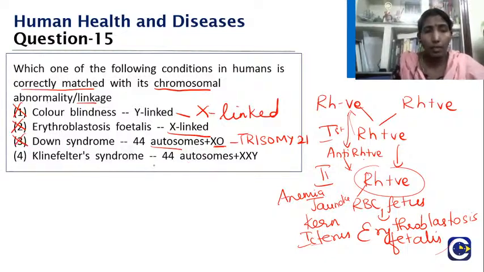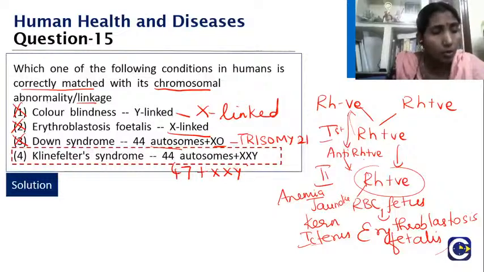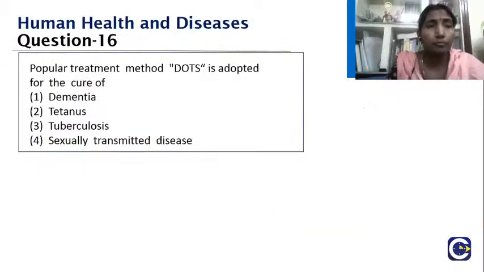So what should be here? It is Klinefelter syndrome, which is 44 autosomes plus XXY. So what should be your answer? We say 47 plus XXY, so there will be an additional X chromosome present. Okay, very good children. You all have given the right answer.